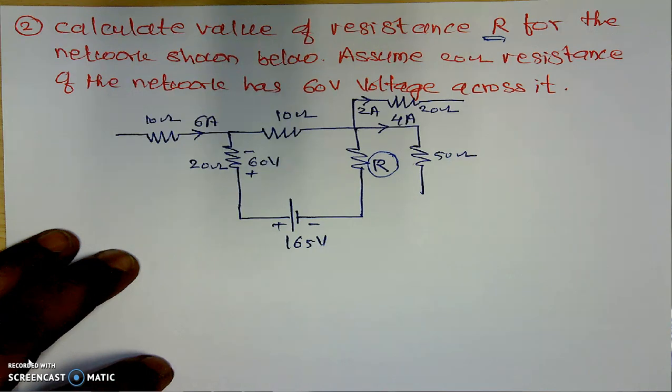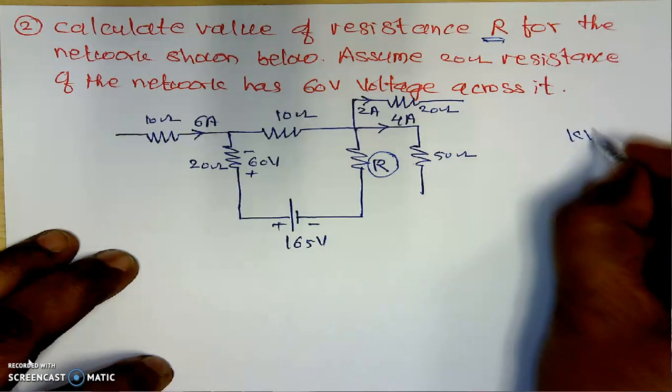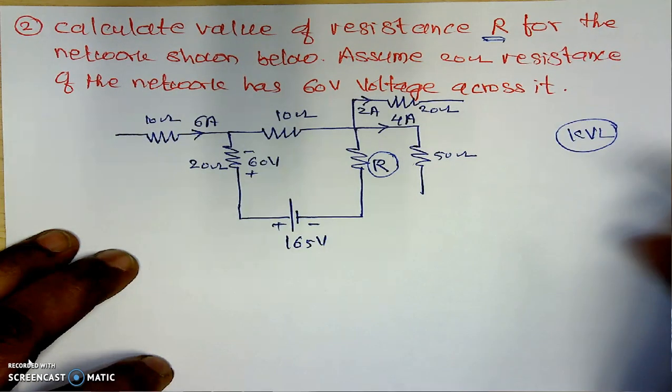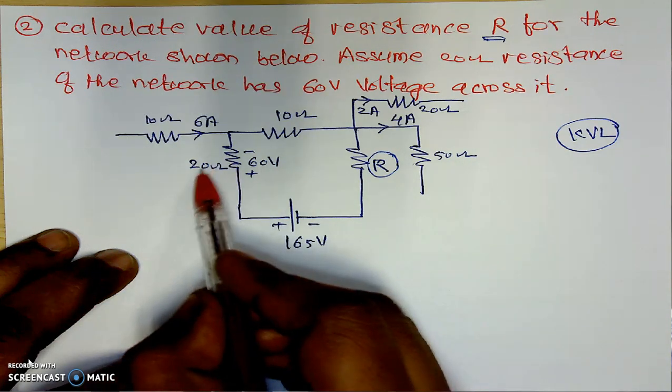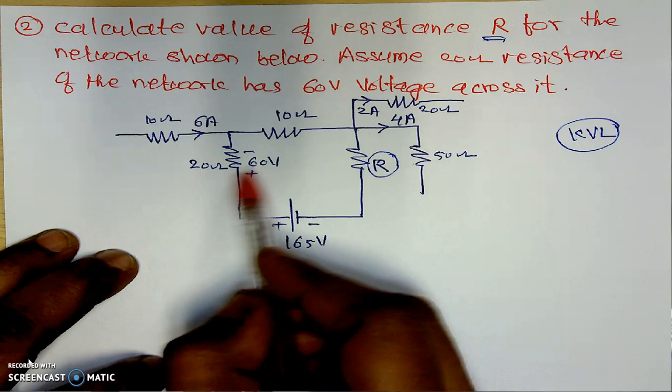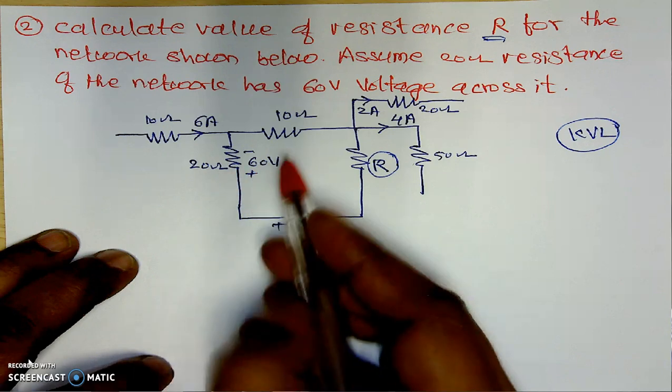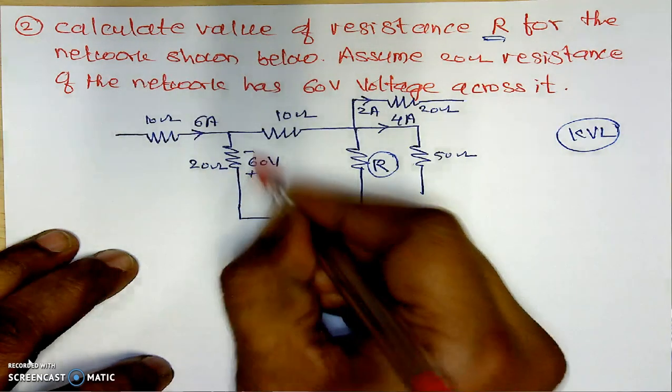Here, before applying the KVL, we have to find out the current in all branches, or at least we should know the direction of the current in each branch. Now here, we will plan accordingly. The 20 ohm resistance has a voltage of 60 volt across it, and its polarities are given. This is plus and this is minus.